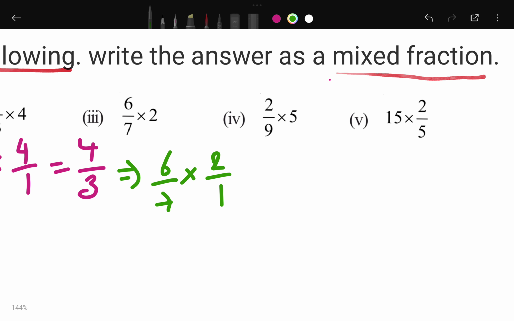2 and 1 cannot divide. So what we have to do, we can directly multiply. 6 2s are 12, 6 7 1s are 7. Now see, will 12 and 7 divide? No, it cannot divide. So this is our final answer.